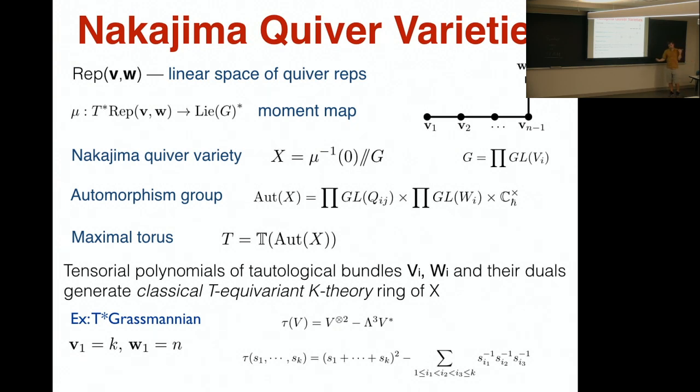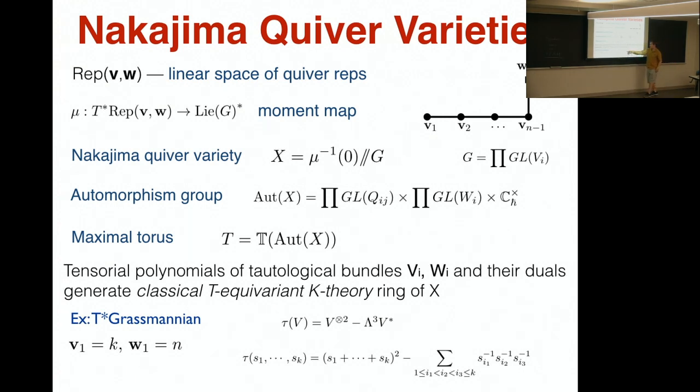You can tensor by a bundle, you can tensor by its dual, by any symmetric power. So for example, if you take a tautological bundle of the Grassmannian, it's a quiver of type A1, right? So there's only one node, one circle, one box. You have one is k, the other is n, so that will be Gr(k, n).